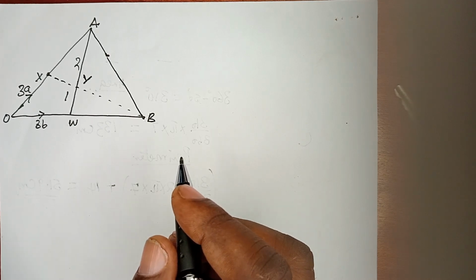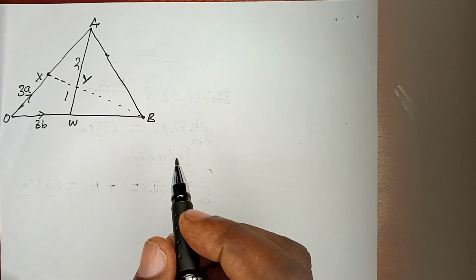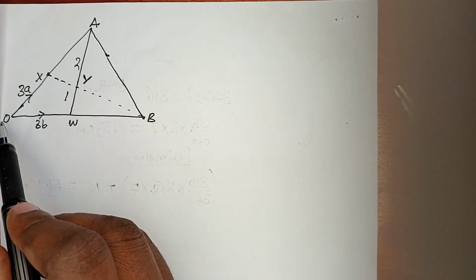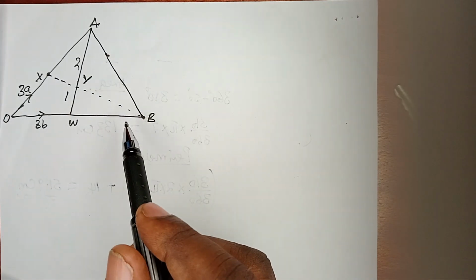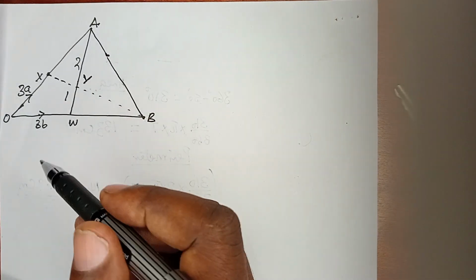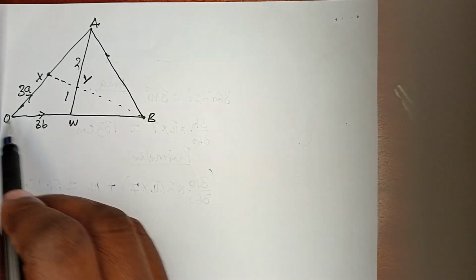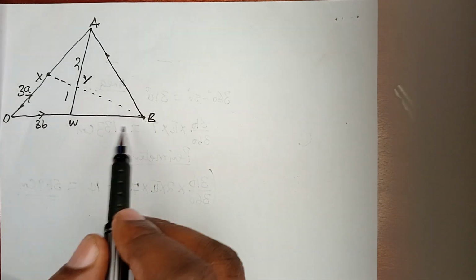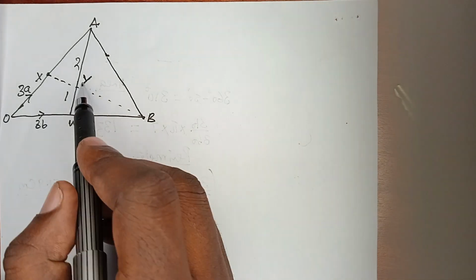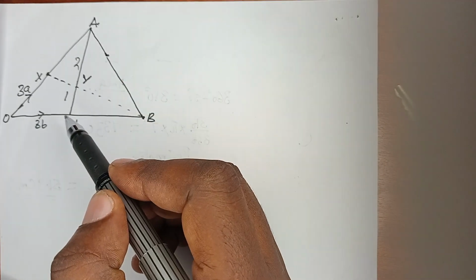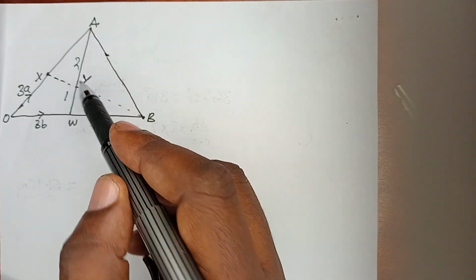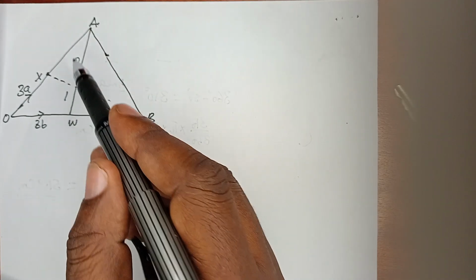The question talks of this triangle, and we are told that OAB is a triangle. X is the midpoint of OA, and W is the midpoint of OB. Y is the point on AW such that the ratio of AY to YW is 2:1.